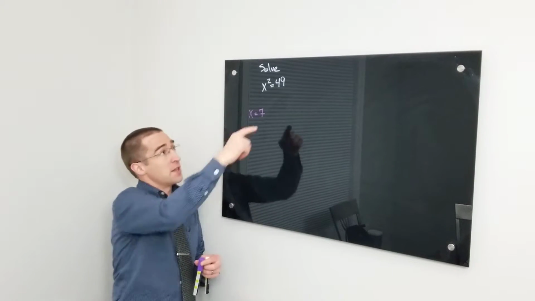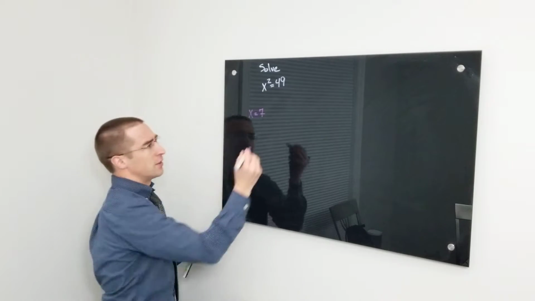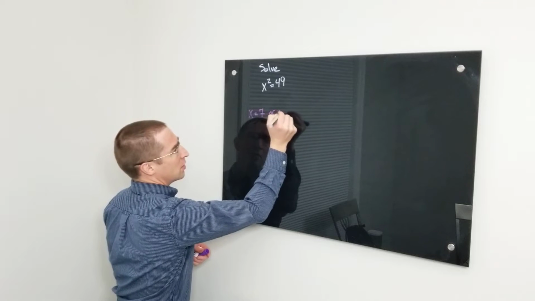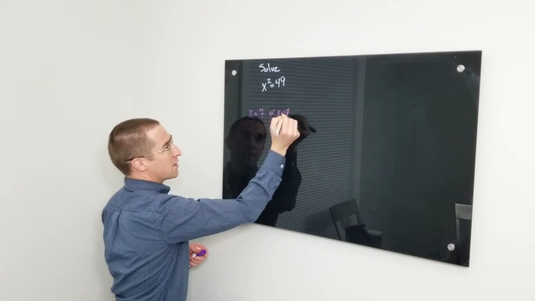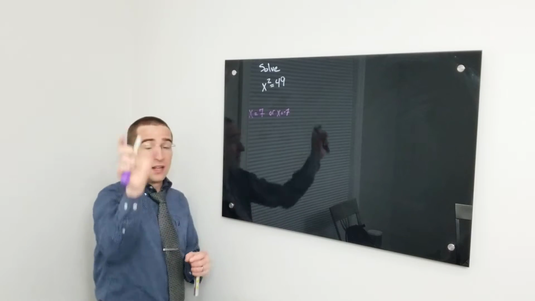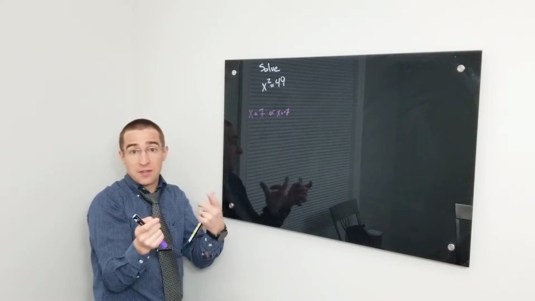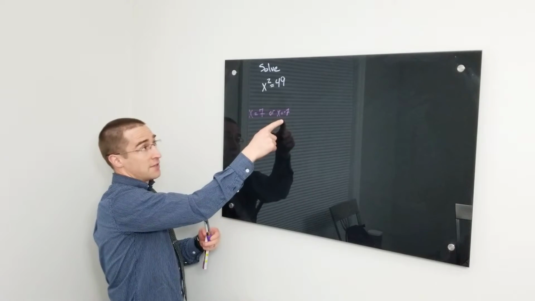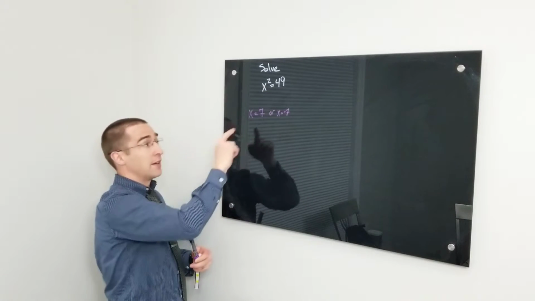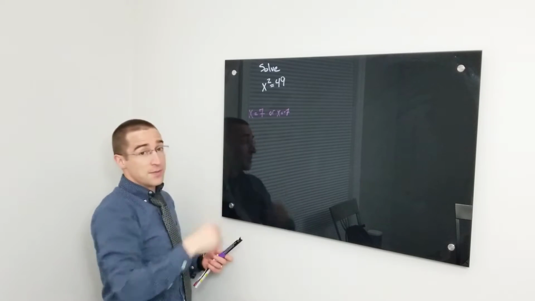A positive times a positive is a positive. What about a negative 7? What's a negative times a negative? x could also be negative 7, because a negative times a negative is positive. So negative 7 times negative 7 is 49. So x could be negative 7. If we square that, we would get positive 49. x could also be positive 7. 7 times 7 is 49.